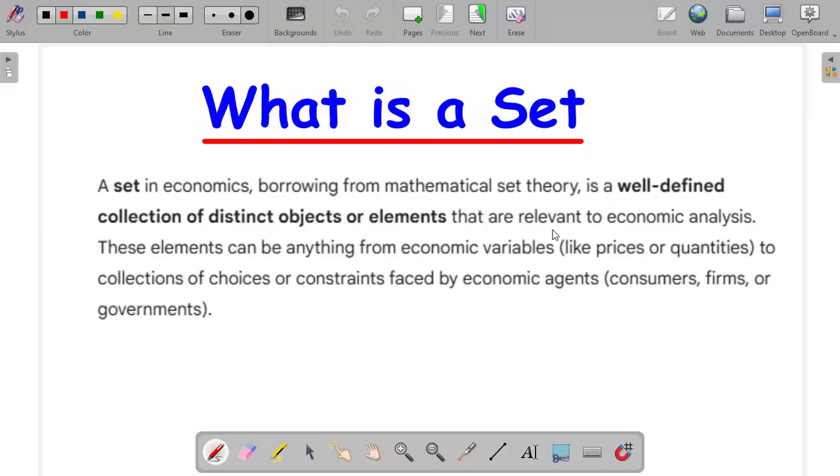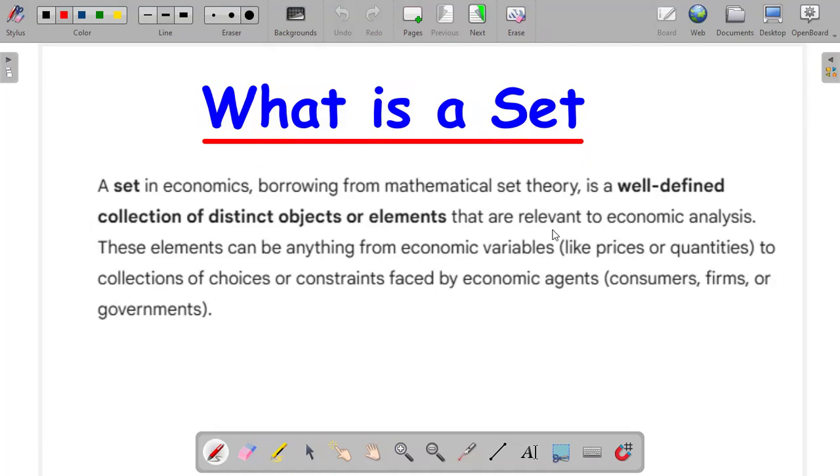Right, so as I said, you're welcome to this class, and today we're gonna be looking at the concept of sets. Of course, we are explaining this in the direction of economics because of the structure of the course. So, what is a set?